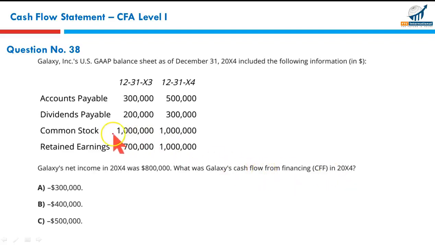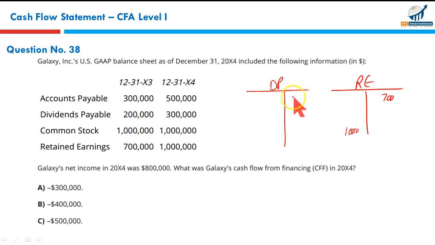Cash flow from financing could come from a stock issue, but there is no stock issue, so it must be from dividend payments made during the period. We can't directly calculate the dividend paid until we first draw up the retained earnings account. Retained earnings, RE, has an opening balance of 700,000 and a closing balance of 1 million, all numbers in thousands. The dividend payable, DP, is 200,000 at the beginning and 300,000 at the end.